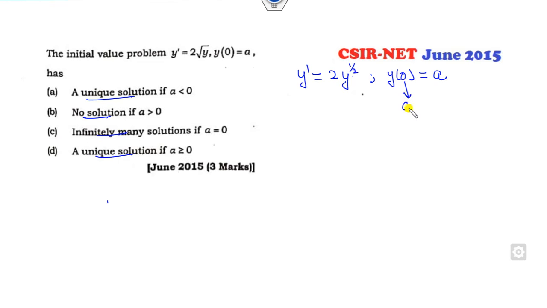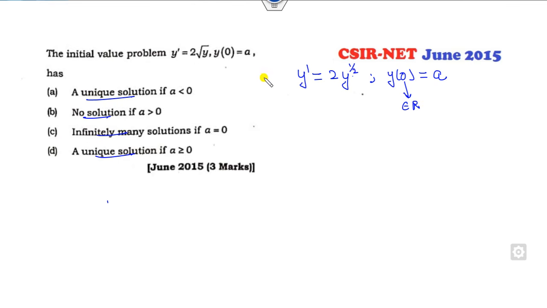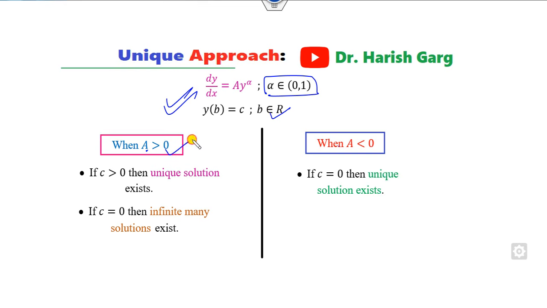This belongs to the reals, satisfied. Fine. So check whether a is positive or negative. a is 2, greater than 0, satisfied. Now if c is 0, infinitely many solutions. If c is greater than 0, unique solution.